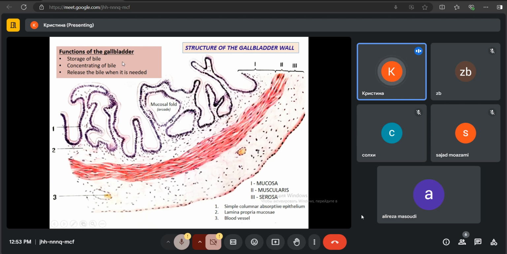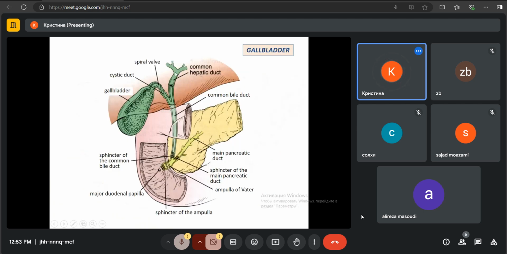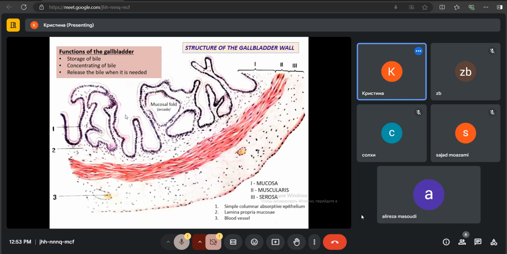As a result of the concentration of the bile, the bile which comes directly from the liver through the hepatic duct into the duodenum is lighter and watery. The bile which comes from the gallbladder through its cystic duct into the duodenum will be darker and more viscous. And finally, the release of the bile when it is needed is performed with the help of the contraction of smooth muscle cells in its muscularis.